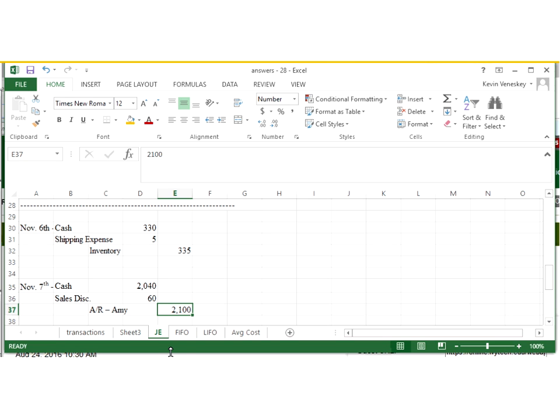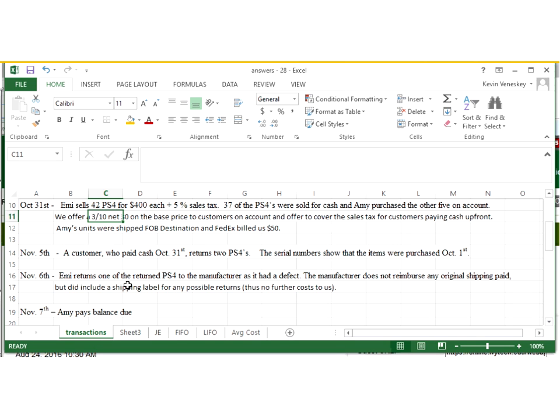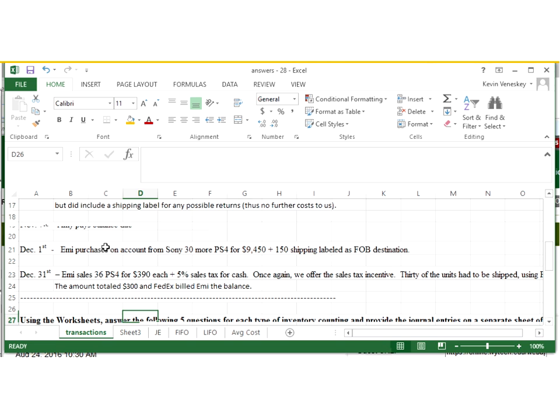Now, none of these transactions involved inventory, so I don't need to do anything to my inventory sheet. Just simply update my T accounts. Now, the final two.